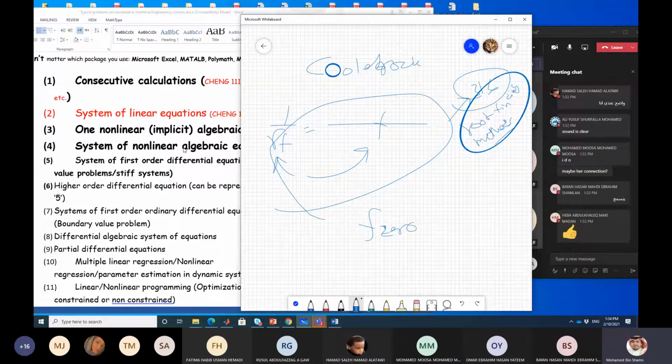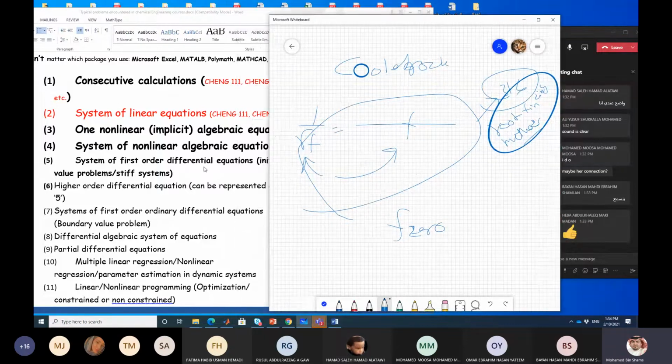Okay. And then a system of nonlinear algebraic equations, a very common problem, especially when you start to solve a flowsheet. What does flowsheet mean? It means the PFD, process flow diagram. Okay, so I have multiple units.